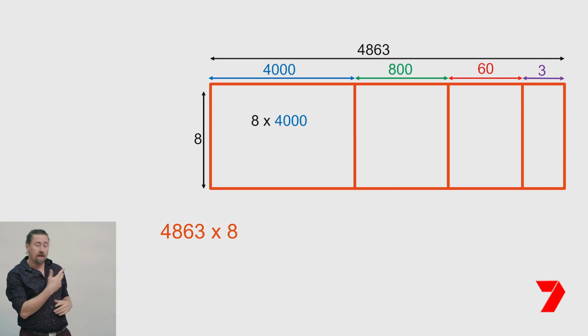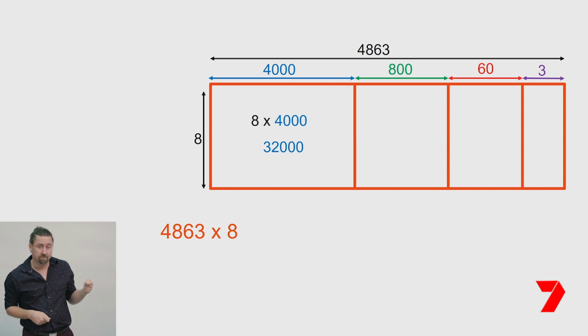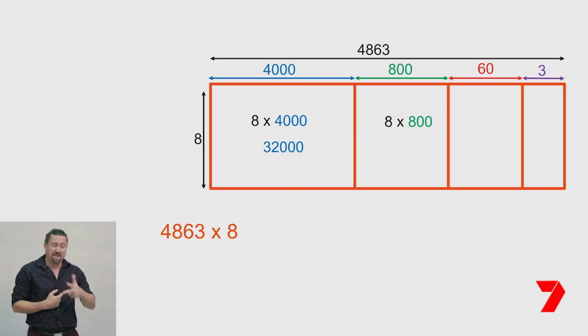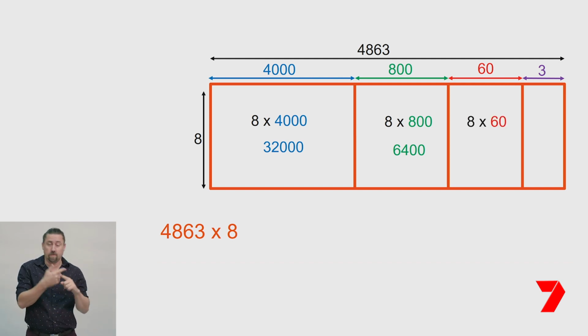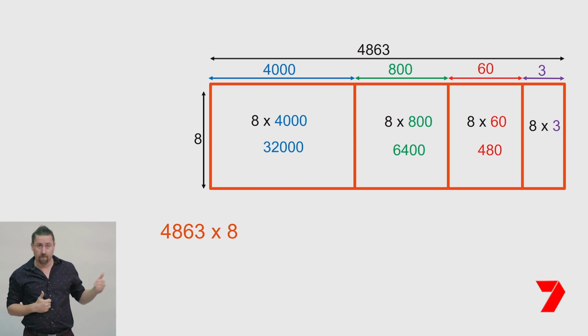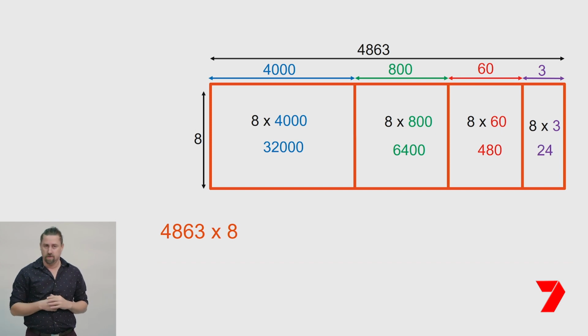8 multiplied by 4,000 is 32,000. 8 multiplied by 800 is 6,400. 8 multiplied by 60 is 480. And 8 multiplied by 3 is 24. We recombine the parts to find the total.